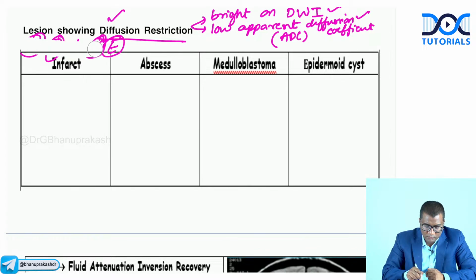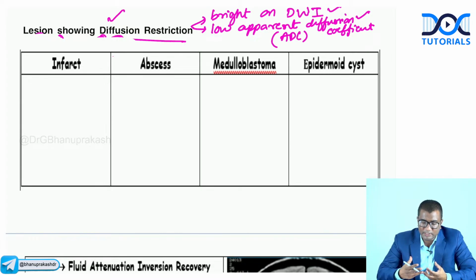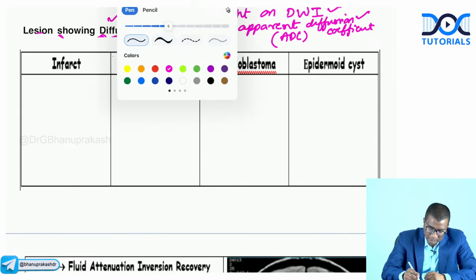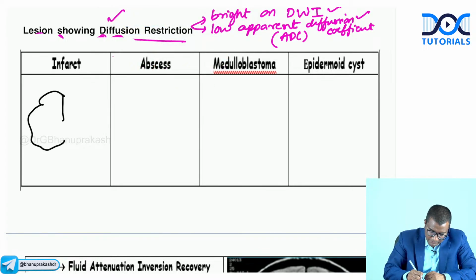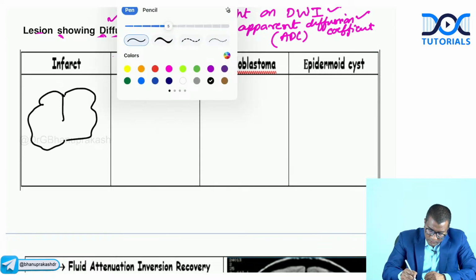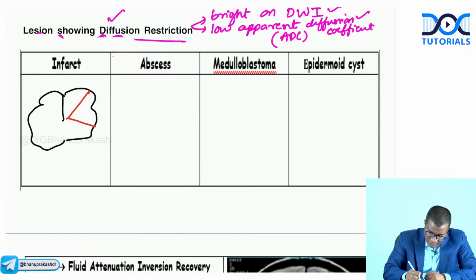These are the lesions which will show diffusion restriction. So how to differentiate? Okay, I got an MRI done. I see a diffusion restriction. How to differentiate? Infarct, remember, will be wedge shape. So imagine this is a brain. I'll see an area which is bright, wedge shaped, involving a particular artery, like what you saw just now, right? That is how it will be.